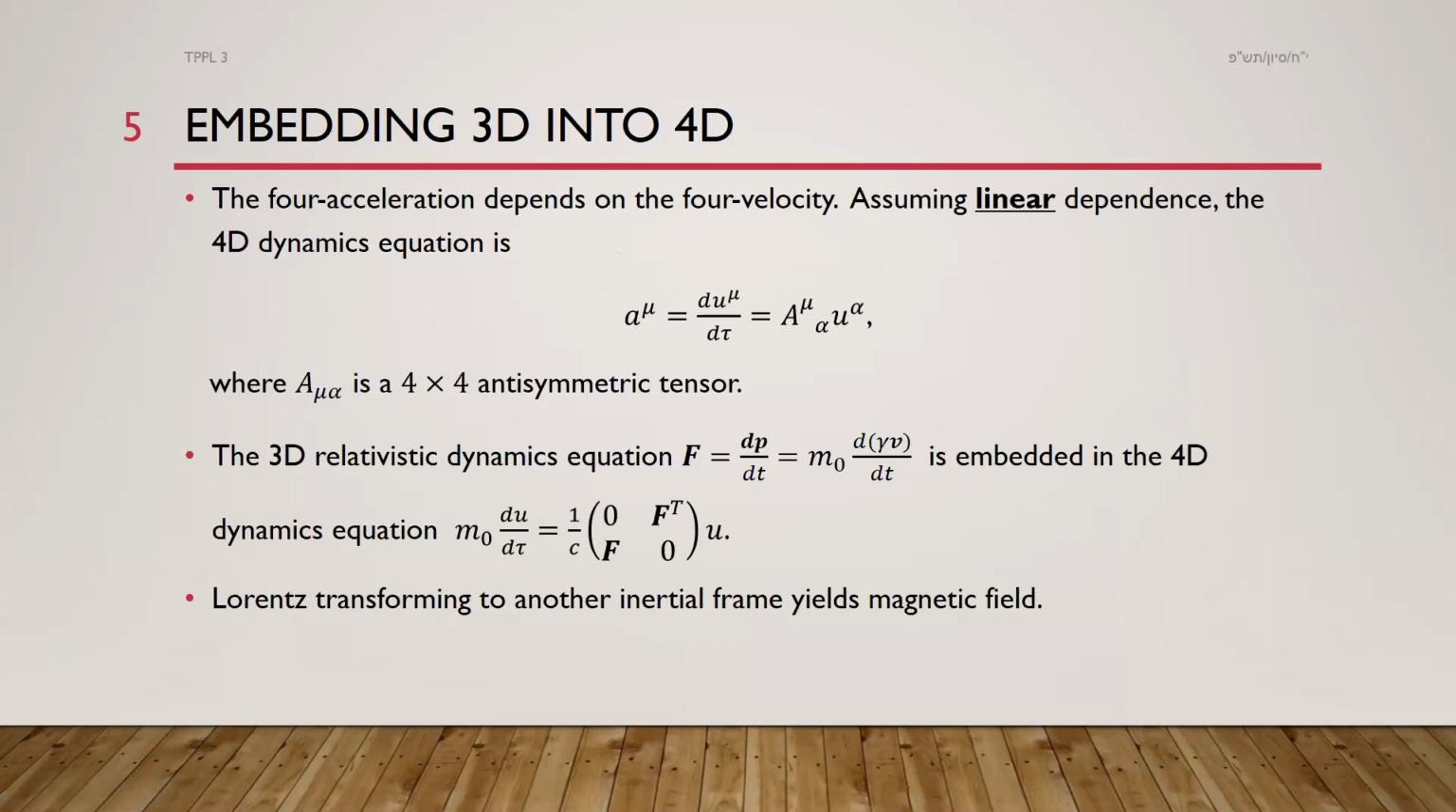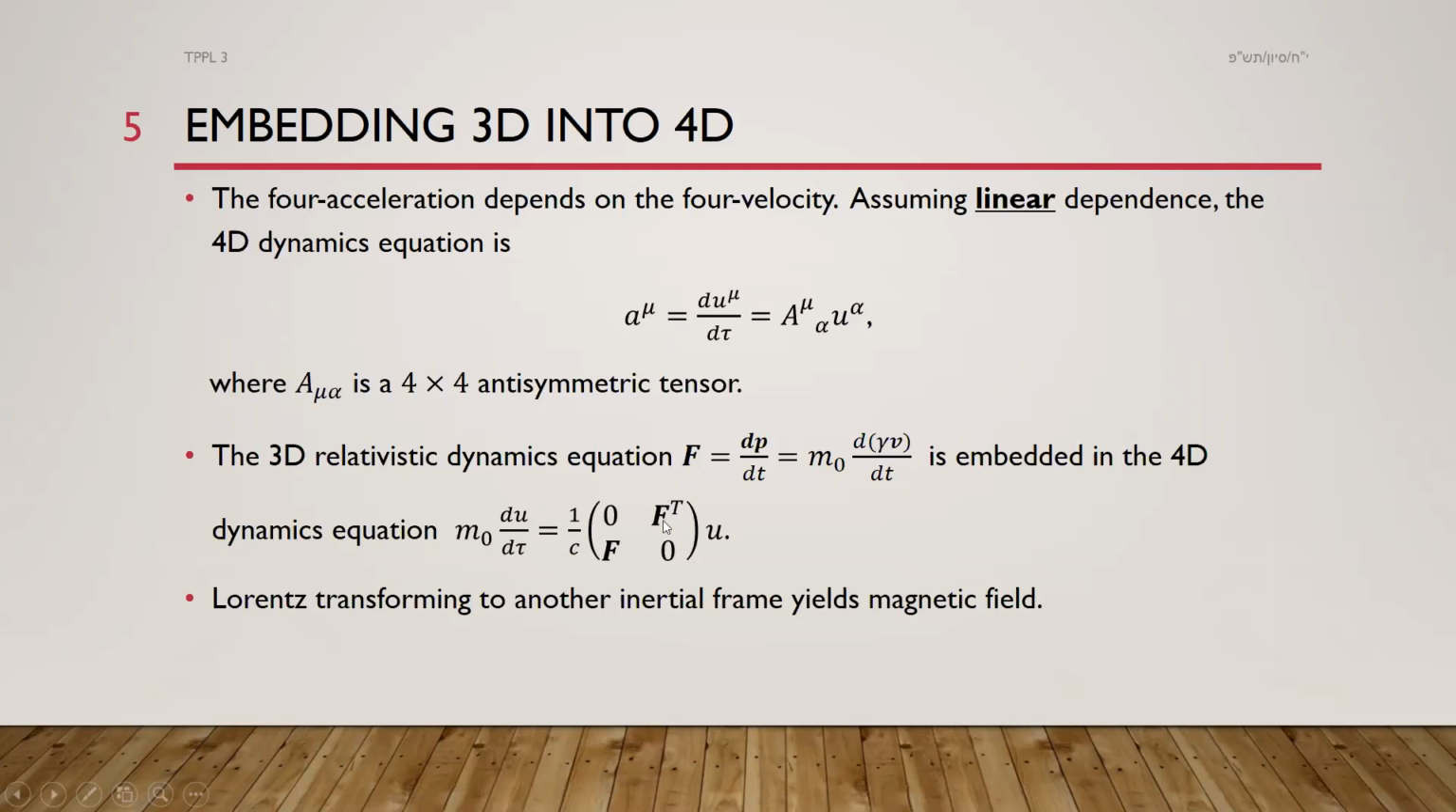Now, getting back to the point of embedding the 3D into the 4D, we saw that the 4 acceleration in relativity depends on the 4 velocity, not like in classical mechanics. And we assumed that this dependence is linear. This led to a 4-dimensional dynamics equation where the acceleration A is the product of a 4x4 antisymmetric tensor A times the 4 velocity U. Showed how the 3D equation is really a part of this 4D equation.